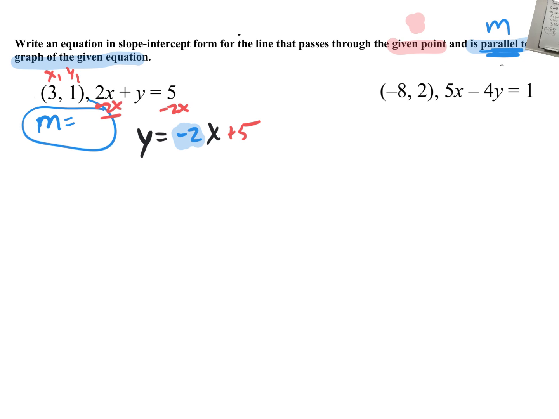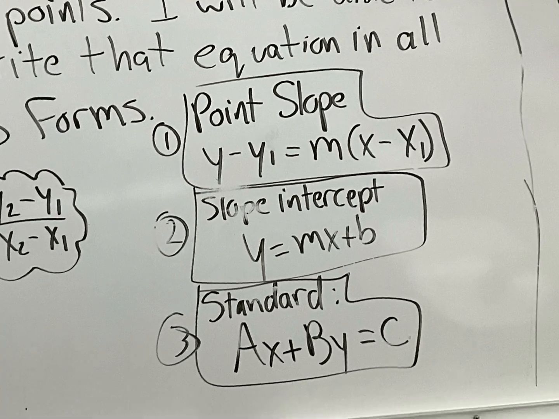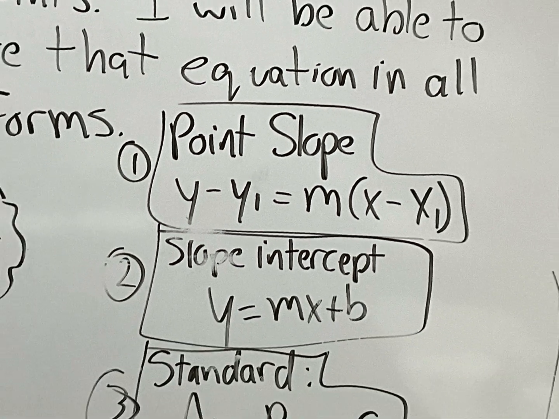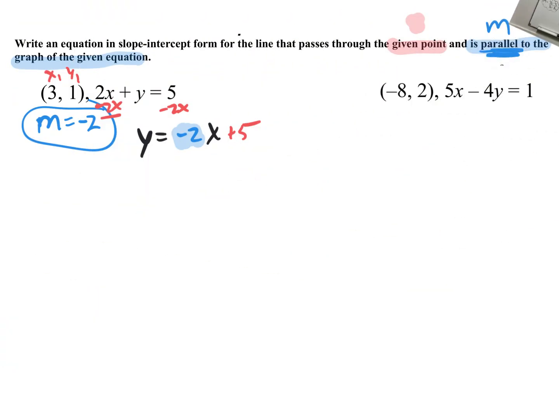Now, the instructions say that our line passes through this point and is parallel to this line. So parallel means same slope. So we now know our slope. Our slope is also negative 2 because of the word parallel. So what do we have here? We have a point and a slope. Just like before, whenever you have a point and a slope, what do you write it in? Point-slope form. Okay, all you've got to do is plug in the point and plug in the slope.